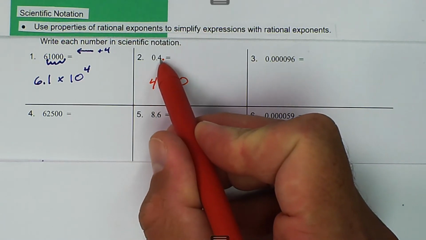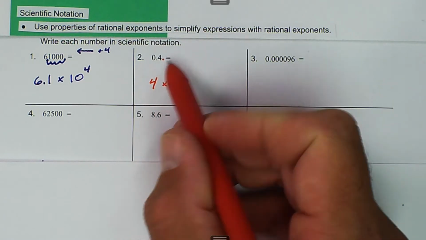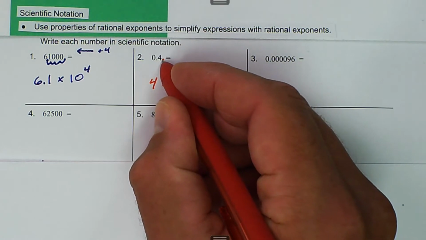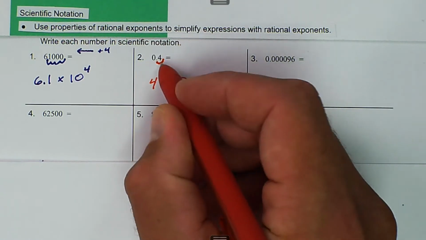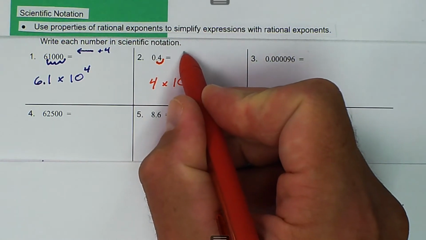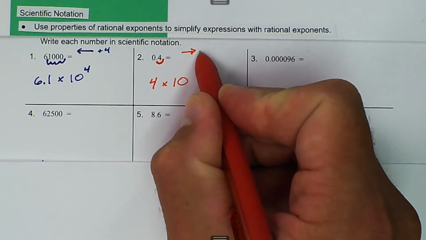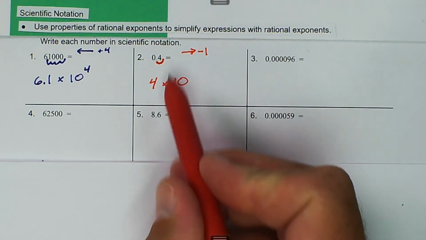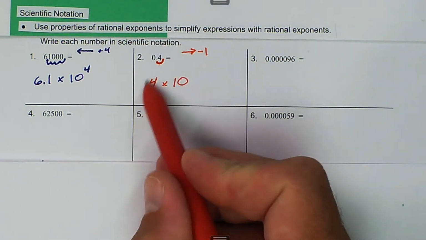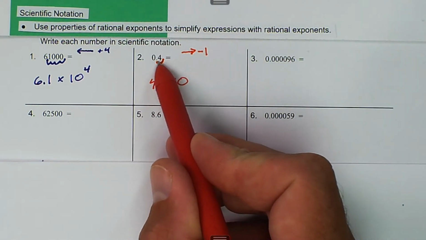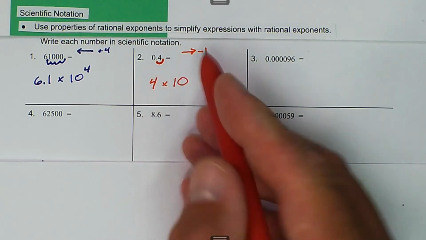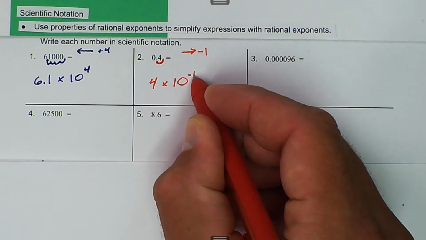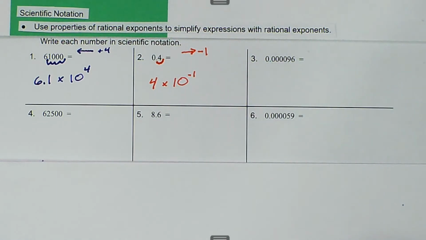4 is larger than 0.4. So we're going to move the decimal point 1 unit. So we're going to the right, and that's going to be -1. So we're moving to the right. 4 is larger than 0.4. So in order for 4 to become 0.4, we have to multiply by 10 to the -1.